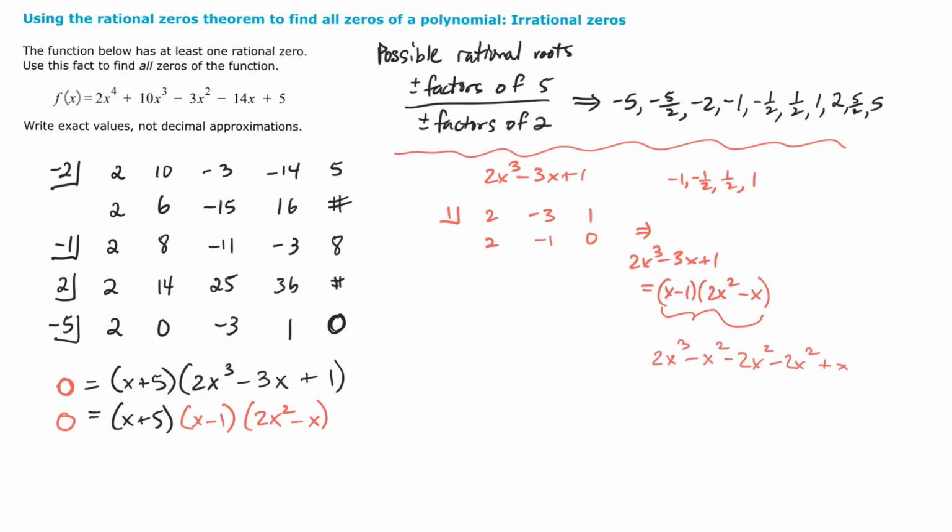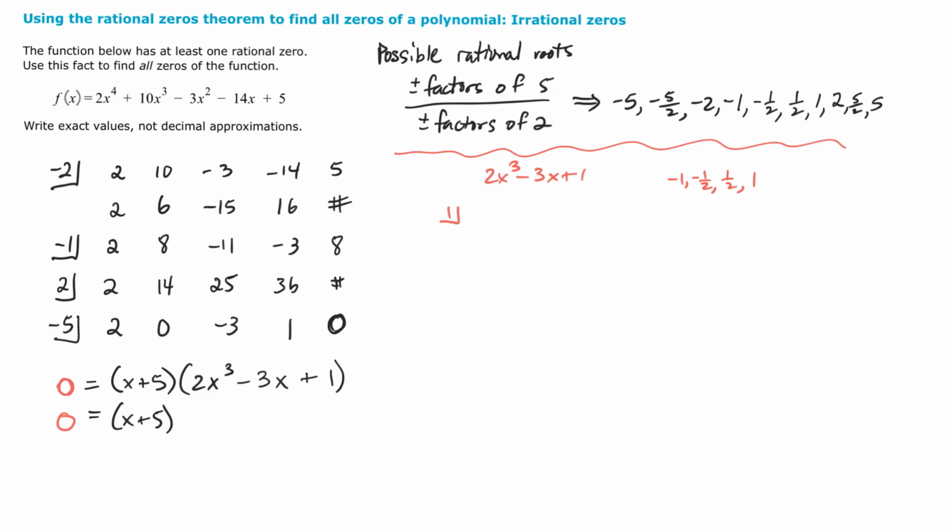I see my mistake. This doesn't seem to check, and that is because I forgot to put a placeholder. Let me go back and erase some of this. This isn't right. Those are not the true factors. Let's try this again. Let's put the placeholder in and see what happens. So we have a 2, a 0x squared, a negative 3 in front of the x, and 1.